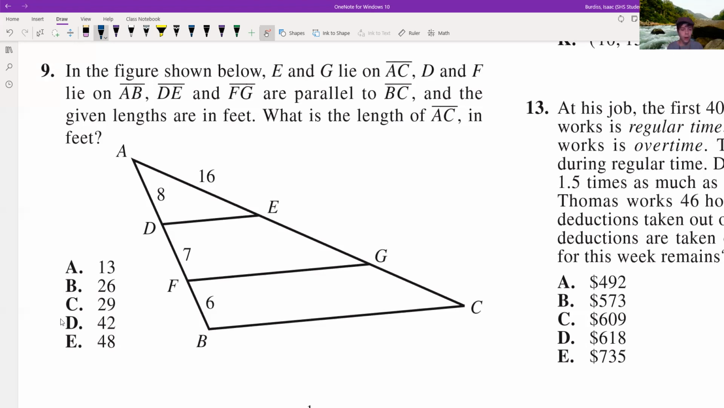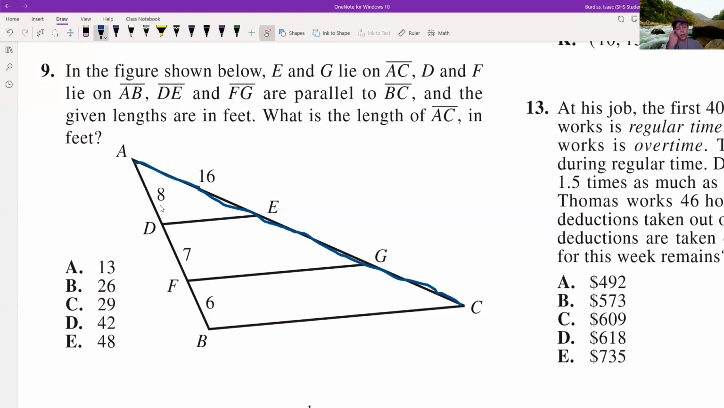9. All right, we have a lot of things here. Okay, E and G are on line AC. D and F are on AB. Whatever, doesn't matter. Well, kind of matters. It says it's parallel. What is the length of AC? AC, so this whole side of the triangle. How the heck do we find that out?